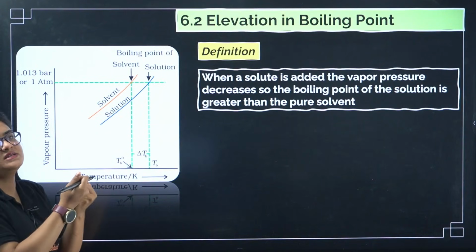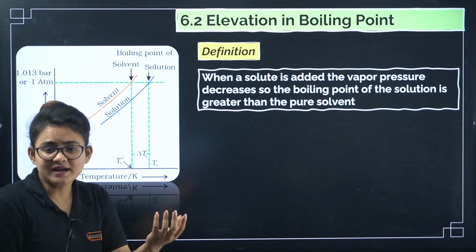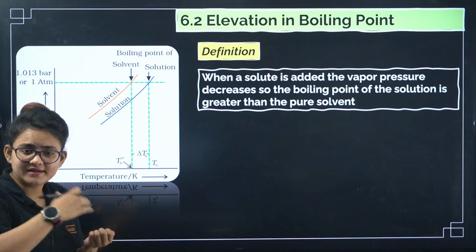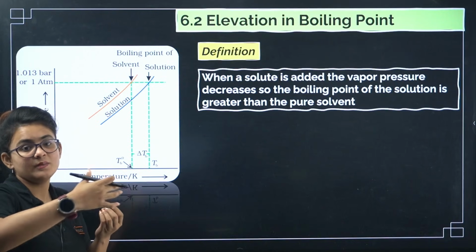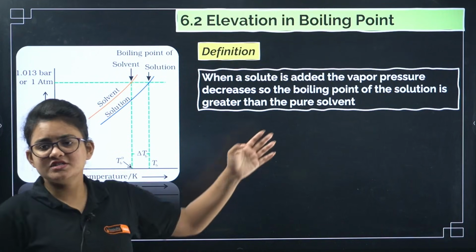Initially, let's say it was boiling at a random temperature, I am taking 90 degrees, but later on I am observing, okay, it is 90.3. Right, so 0.3 increasing, right? So this is elevation in boiling point.